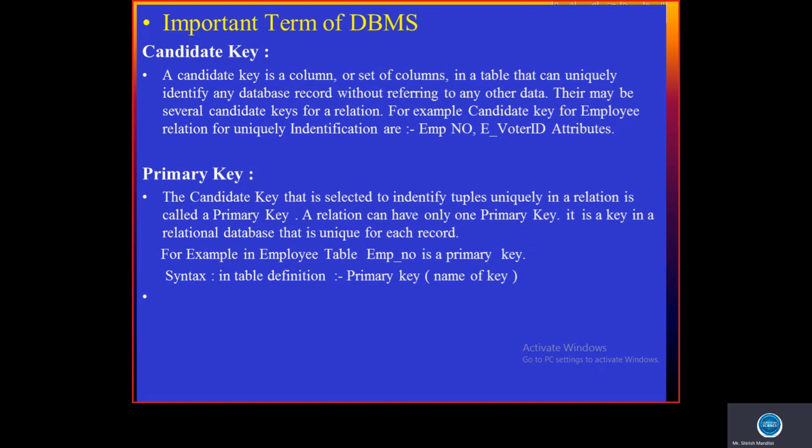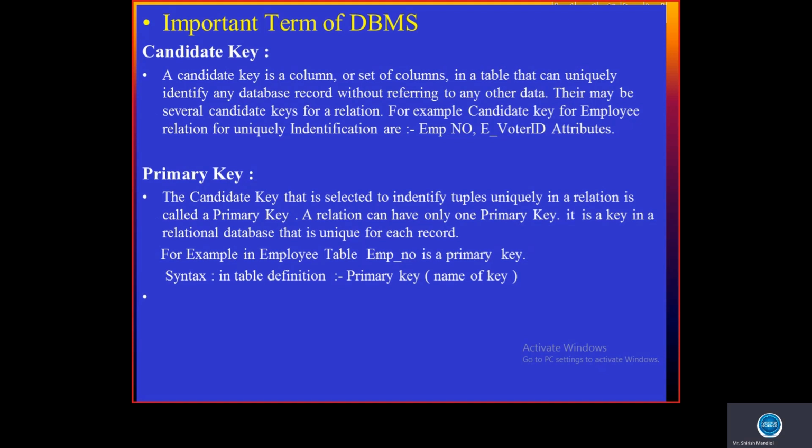Now, one more important term is candidate key. Before candidate key, we will discuss the primary key. The candidate key selected to identify the tuples uniquely in a relation is called primary key. In a particular table, one attribute is unique for every record of the table. For example, in the employee table, employee ID is unique for every employee. So employee ID is the primary key for the employee table.